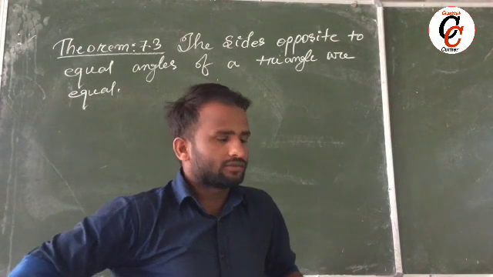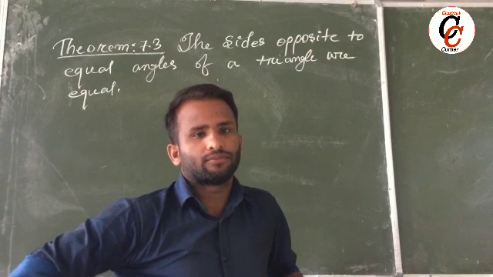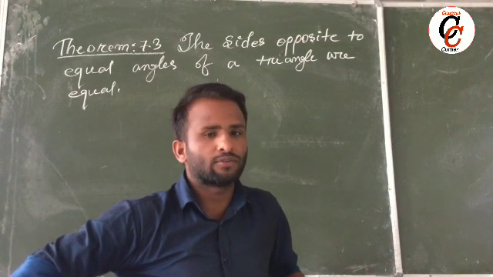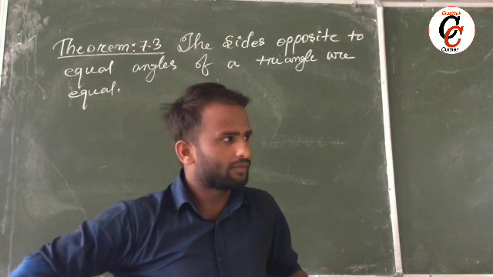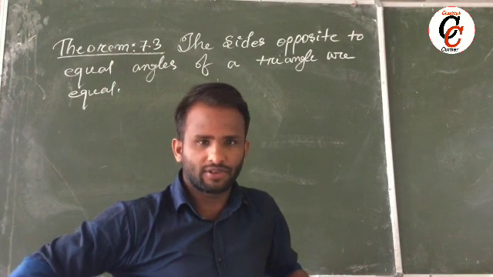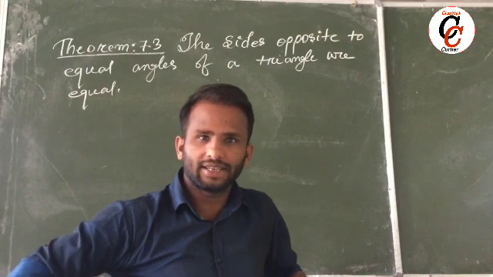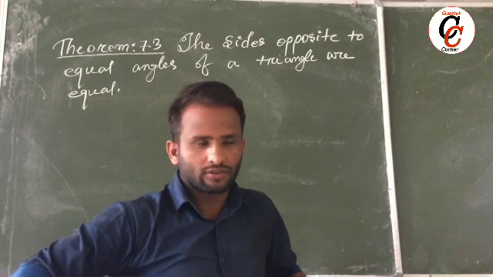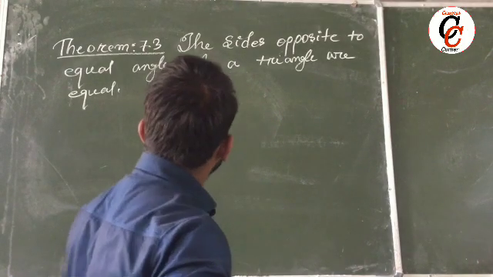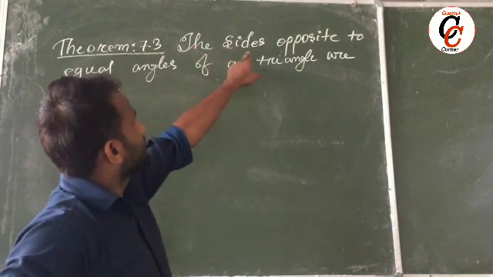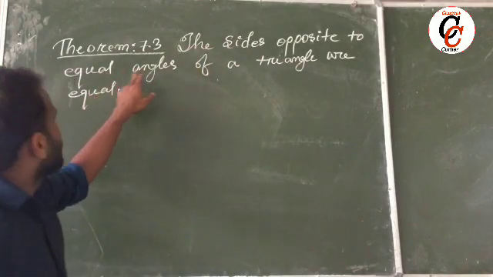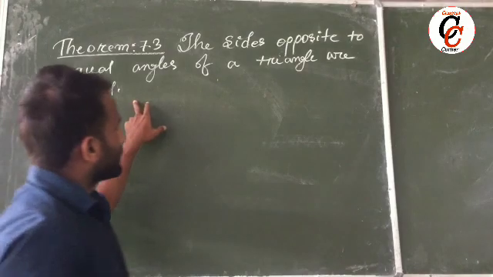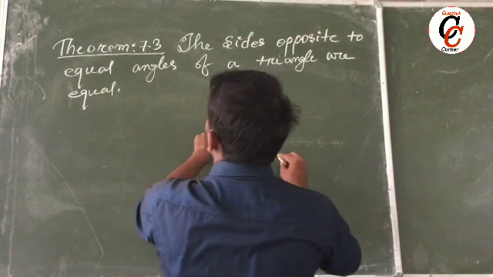In this video, I am going to solve class 9 chapter 7 triangle theorem 7.3. Theorem 7.2 was done in the last video and theorem 7.3 is opposite to theorem 7.2. So let's start theorem 7.3. The sides opposite to equal angles of a triangle are equal.